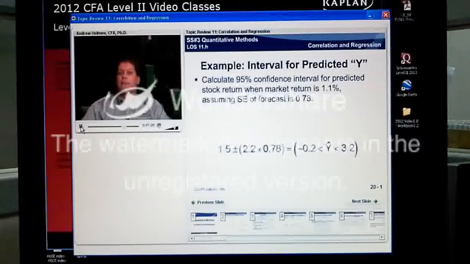So looking at an example, a 95% confidence interval for the predicted stock return when the market was 1.1%, assuming the standard error of the forecast is 7.8%. Well, we have this 2.2 as our critical t-value. Here is the standard error of the forecast. We're going to find that quantity. We're going to add it to 1.5 and get 3.2. We're going to subtract it from 1.5 and get minus 0.2. So the confidence interval on the predicted y is from minus 0.2 to 3.2.